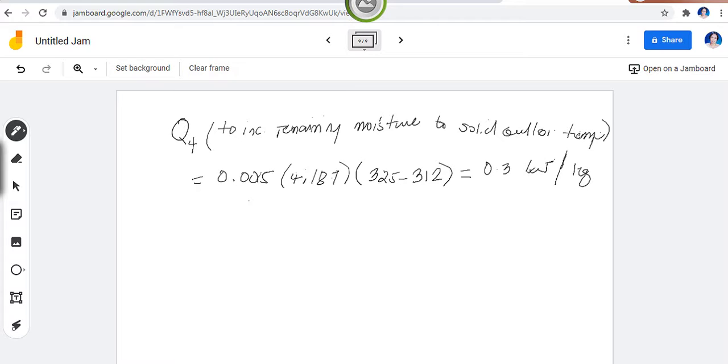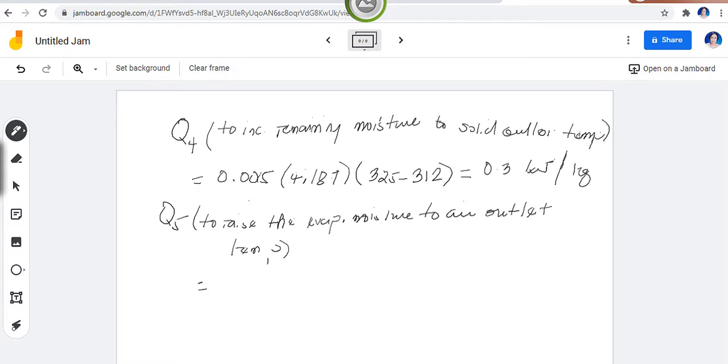So we have one more Q to account for. So your Q5. Let's define what this Q is. This is the amount to raise the evaporated moisture, the moisture that was evaporated, to the air outlet temperature. I will summarize everything. I will just place here the formula so that you will know later on when you do your own accounting for the energies present and total energy requirement, you would know.